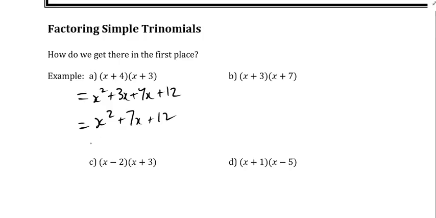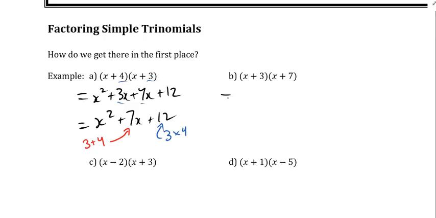We notice that this is always 3 plus 4, and this is always 3 times 4. There's your 3, there's your 4. There's your 3, there's your 4, from the question. You get the middle term by adding them. You get the last term by multiplying them. So we can skip that middle step. Let's try the next one.